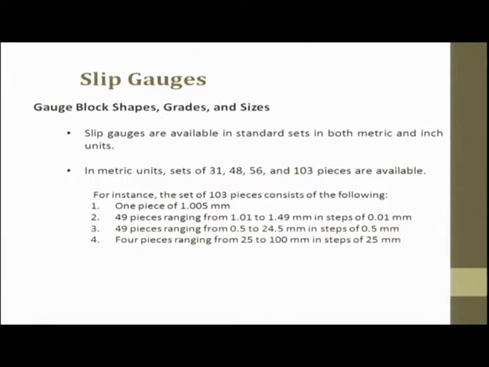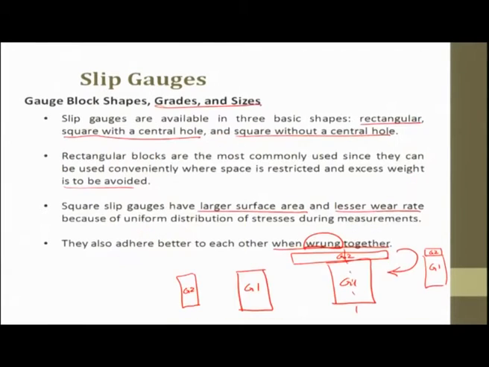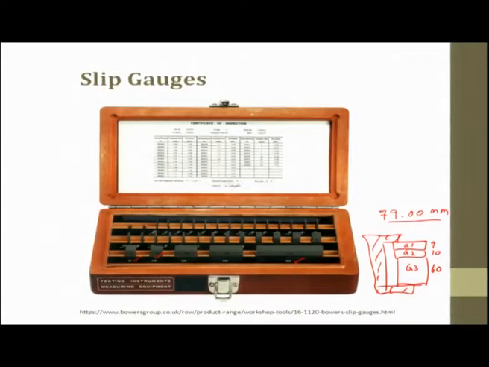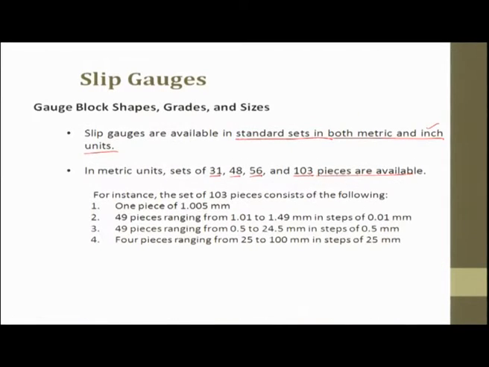So, gauge blocks, grades and size: the slip gauges are available in a standard set both in metric and inches. Even today inches are used in a big way in certain parts of the world. So, that is why we still have both metric and inches. In metric, sets of 31, 48, 56 and 103 pieces are available. So, what are these pieces we are talking about? These are the pieces 1, 2, 3, 4, 5. You can have more, like 103 pieces, 56, 48 and 31.